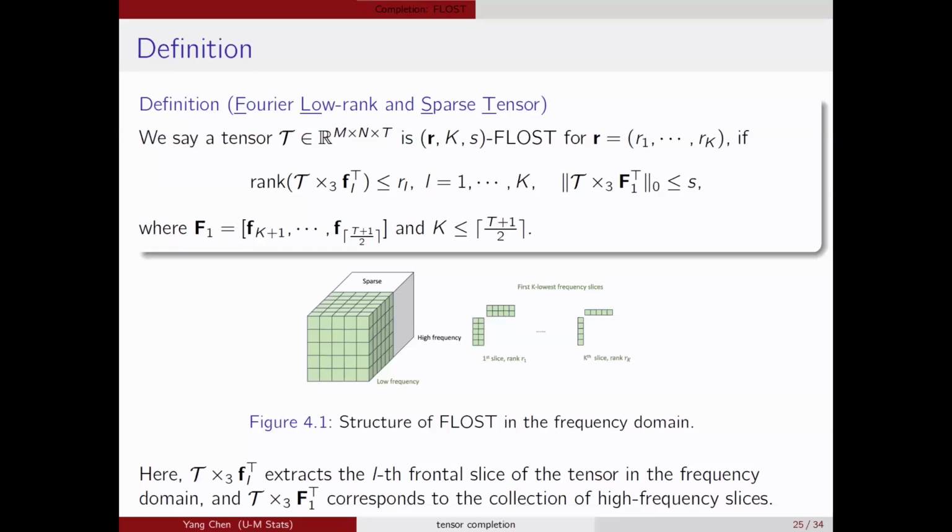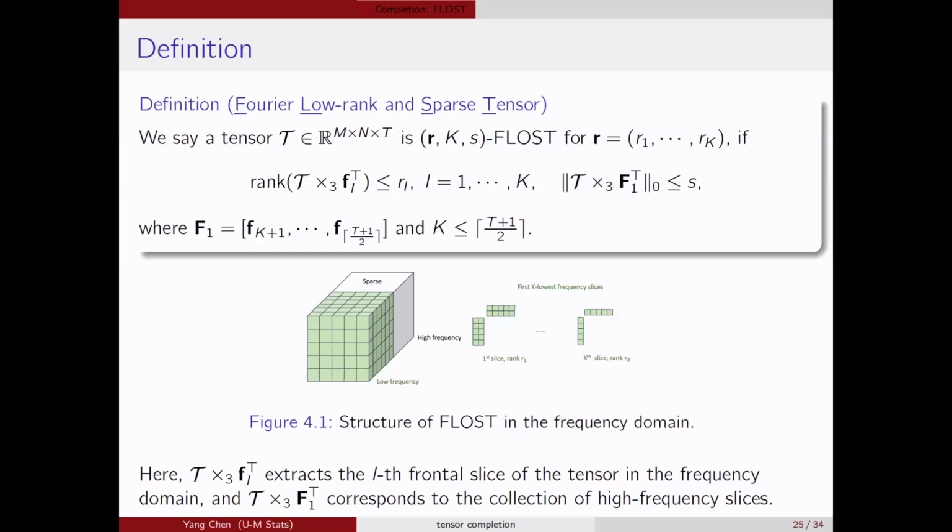So in the frequency domain, for the first few frontal slices, we have a low rank structure, and we can still do low rank based regularization. But for what's left at the very high frequency parts, it's just the L1 regularization of our entire sparse structure.